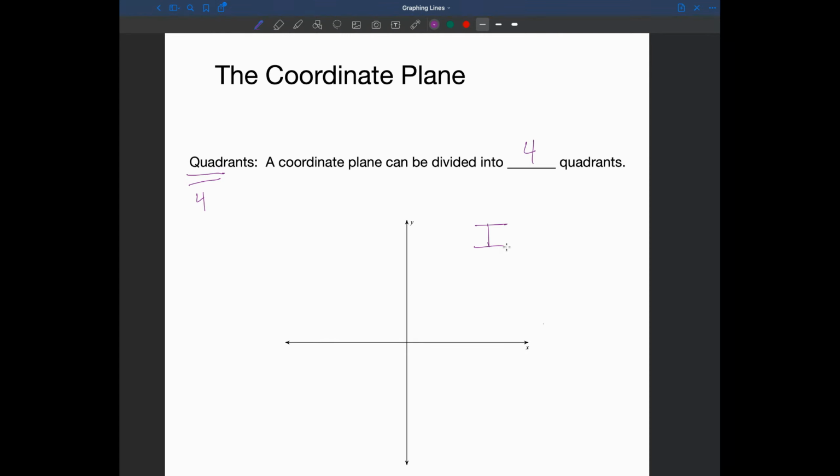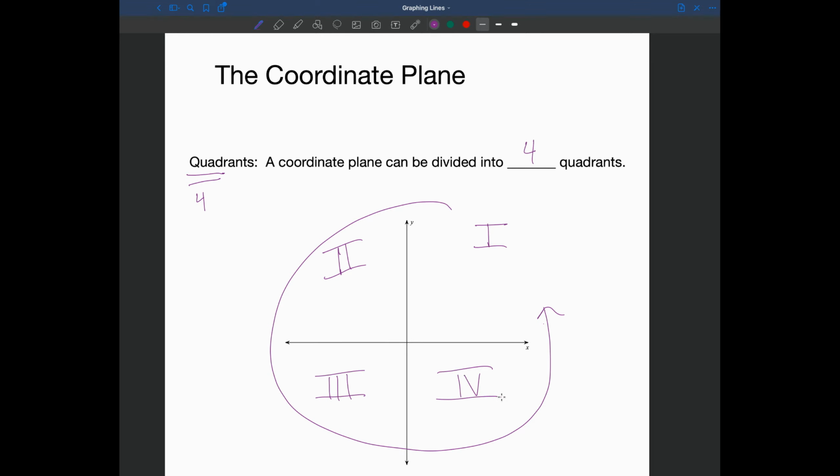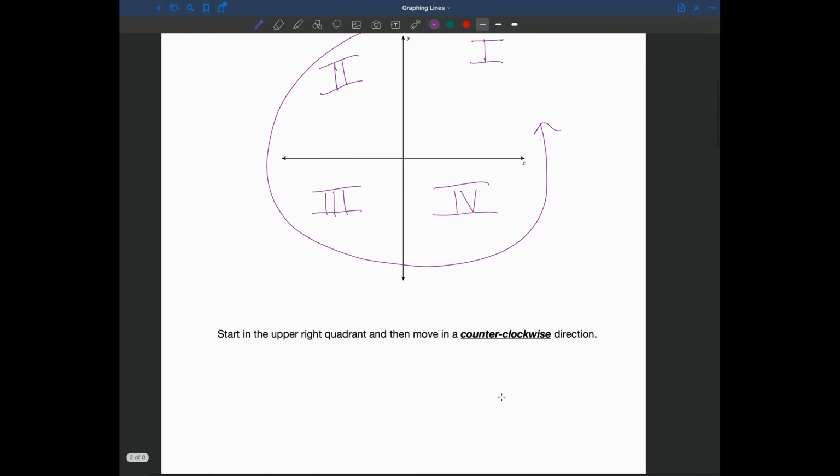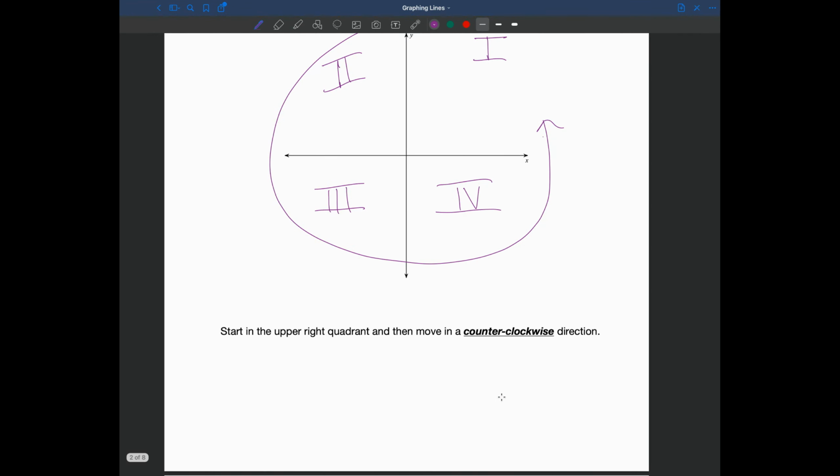We start here. We have quadrant 1. We're then going to rotate counterclockwise. So we have quadrant 1, quadrant 2, quadrant 3, and quadrant 4. Those are our 4 quadrants. We start in the upper right and we move in a counterclockwise direction.